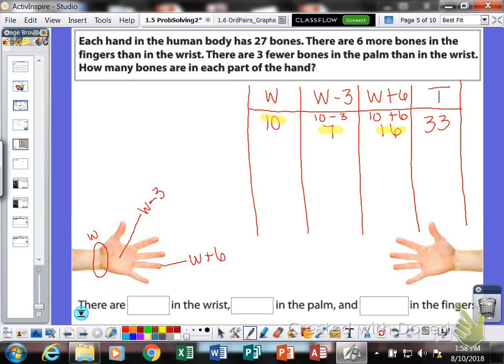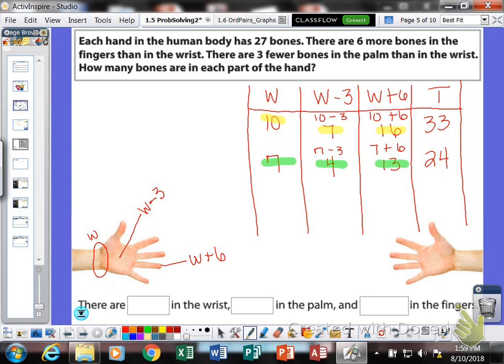That's too large. Okay, so I know I don't go higher than 10, so that's helpful. So then I want to go lower than 10. I don't know, let's try 7. So now I'm going to have 7 minus 3, which is 4. 7 plus 6, which is 13. And then I want to add my numbers. 7 and 4 is 11. 11 and 13 is 24 bones. That's too little.